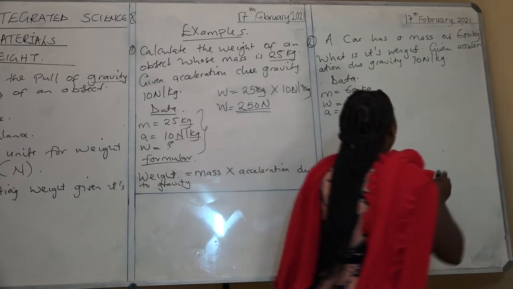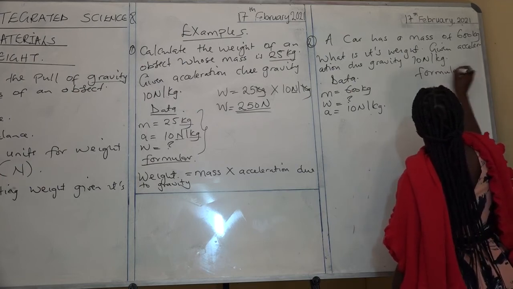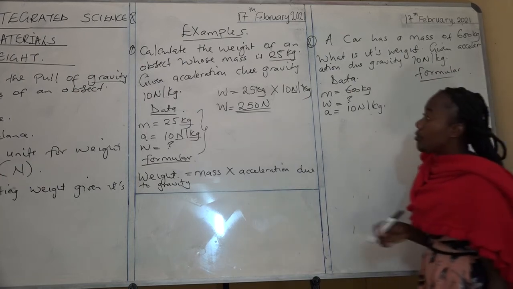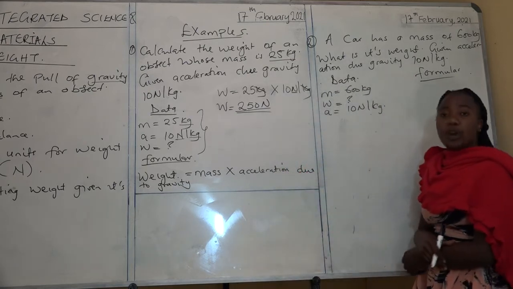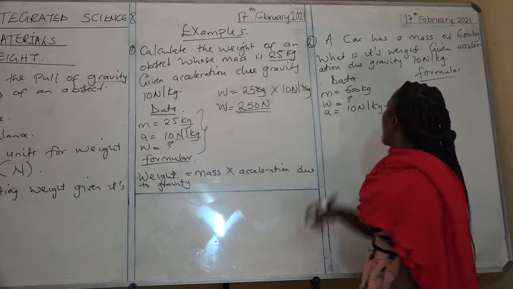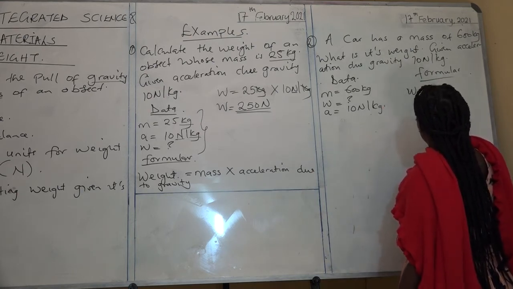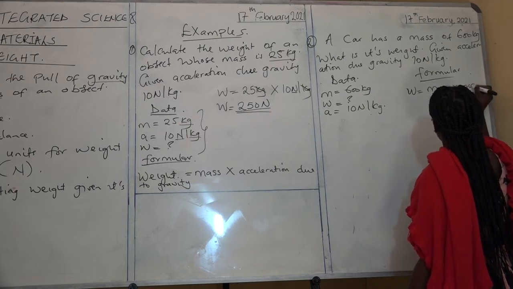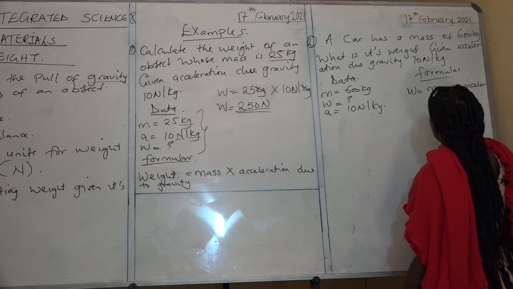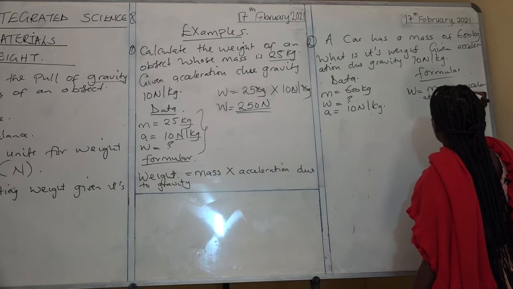Let's go to our formula. What's the formula for weight, class? At least we've had the first example, so this one will not give us problems. What's the formula for weight? The formula for weight is equal to mass times acceleration due to gravity.